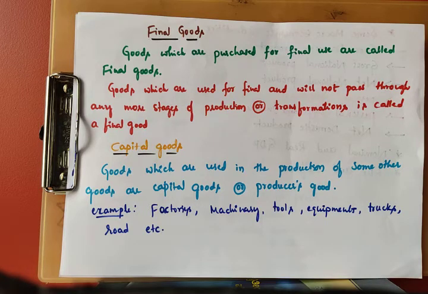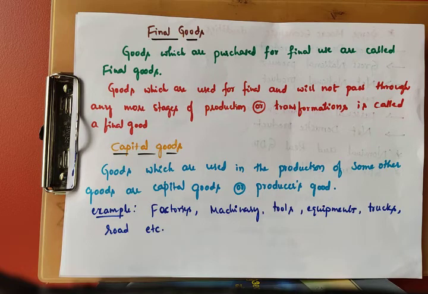First one, final goods. Final goods means goods which are purchased for final use. Final use means there is no other work from this, there is no other stage. Goods which are used for final use will not pass through any more stages of production. That means, when you are purchasing goods and services, for what purpose do you purchase? We have to utilize that one. There is no other stage.